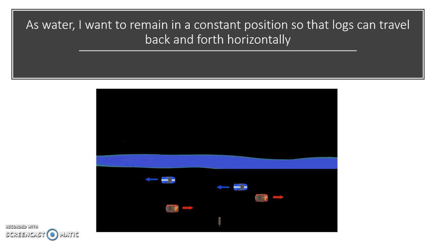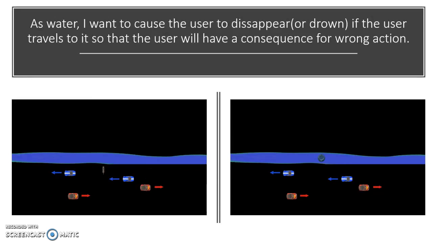As water, I want to remain in a constant position so that logs can travel back and forth horizontally. As water, I want to cause the user to disappear or drown if the user travels into it, so that the user will have consequences for the wrong action.